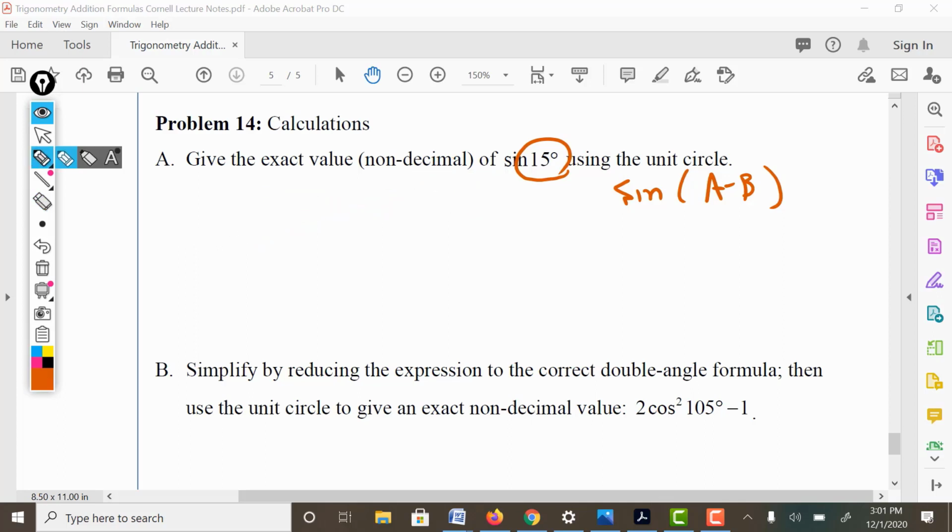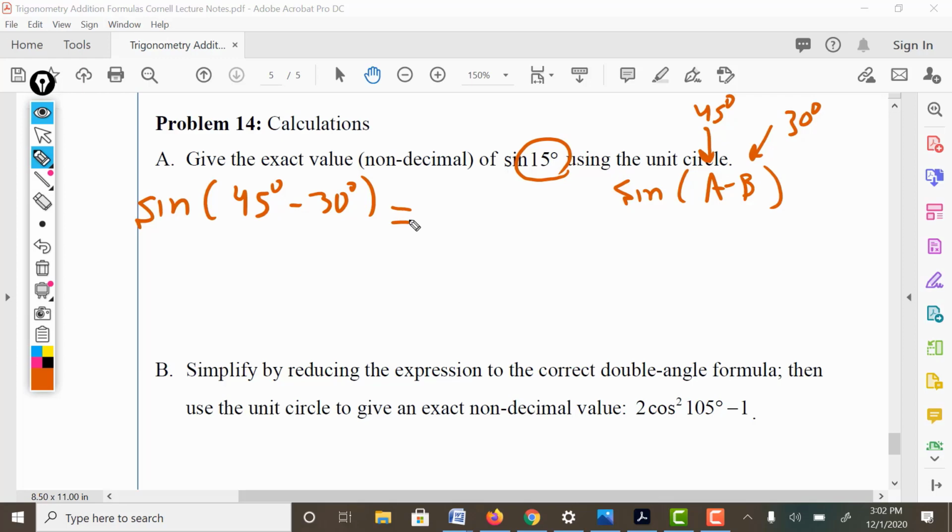If you notice on the unit circle, if we use 45 degrees for angle A and 30 degrees for angle B, we would get sine of 15. Now, of course, it's not that simple. I mean, it is, but it's not. So the formula for the difference of two angles and the sine of it is going to be sine of A cosine of B minus cosine of A sine of B. In other words, if A is 45 and B is 30, that's what we're looking at.